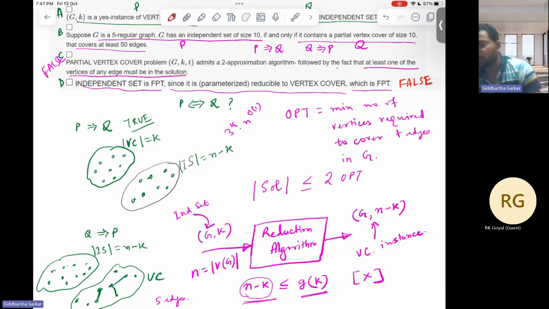So it is not reducible. It's not parameterized reducible at all. It is reducible, of course. Independent set is reducible to vertex cover, but it is not parameterized reducible to vertex cover because the parameter itself becomes unbounded.